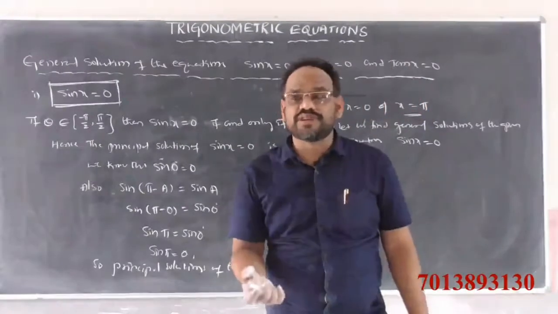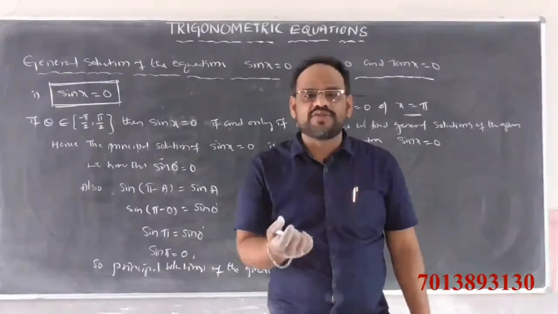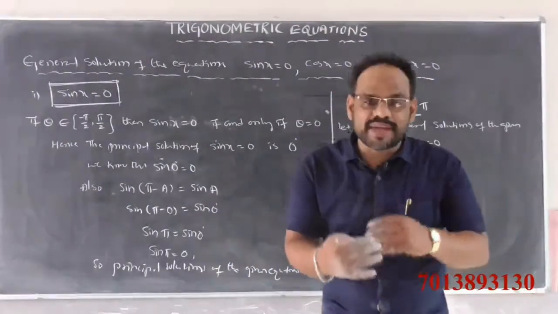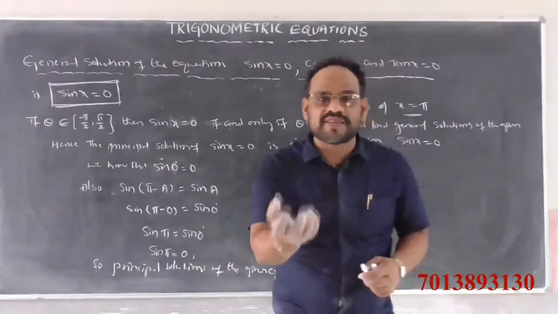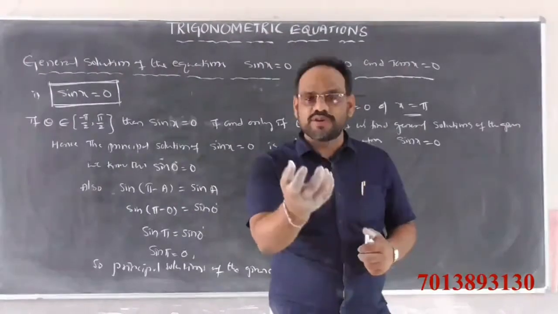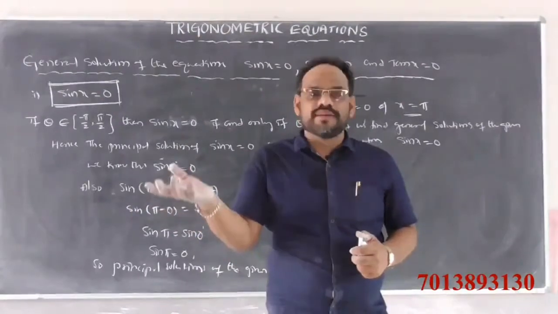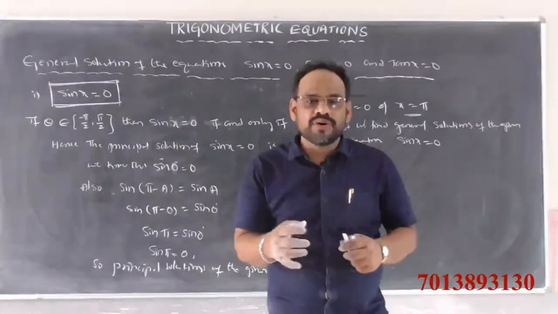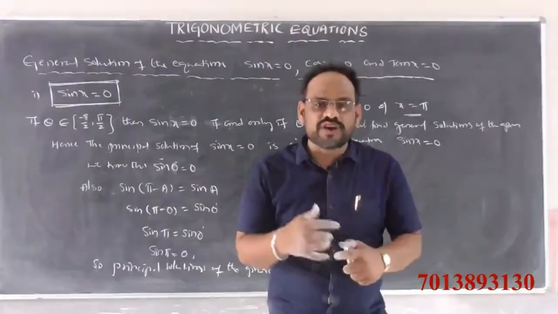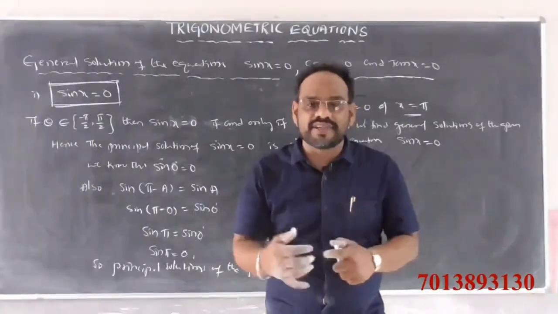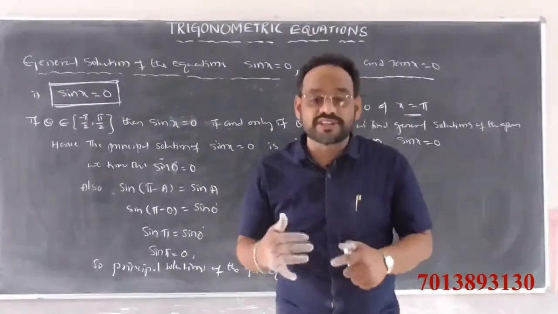We want the general solution, which means it can be expressed in the form θ₀ plus f(n). Here θ₀ is a particular or principal solution, and f(n) is a function involving π. The values of sin x repeat at intervals of 2π.